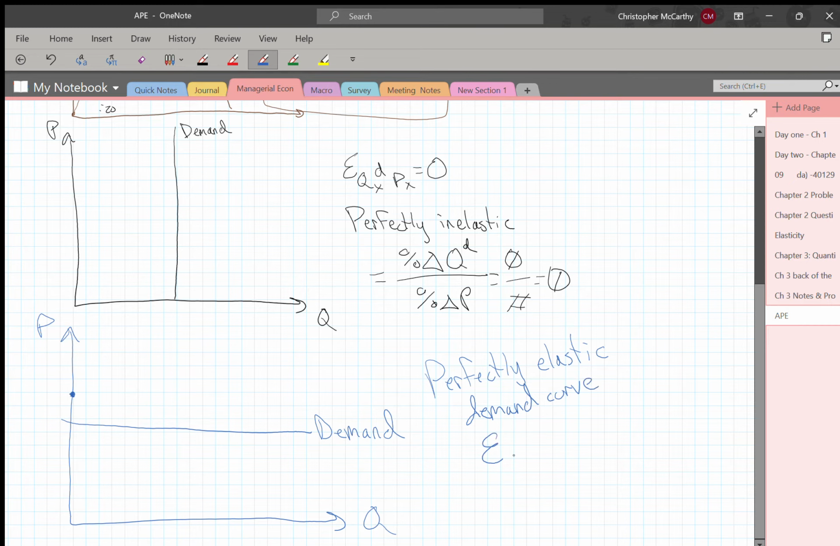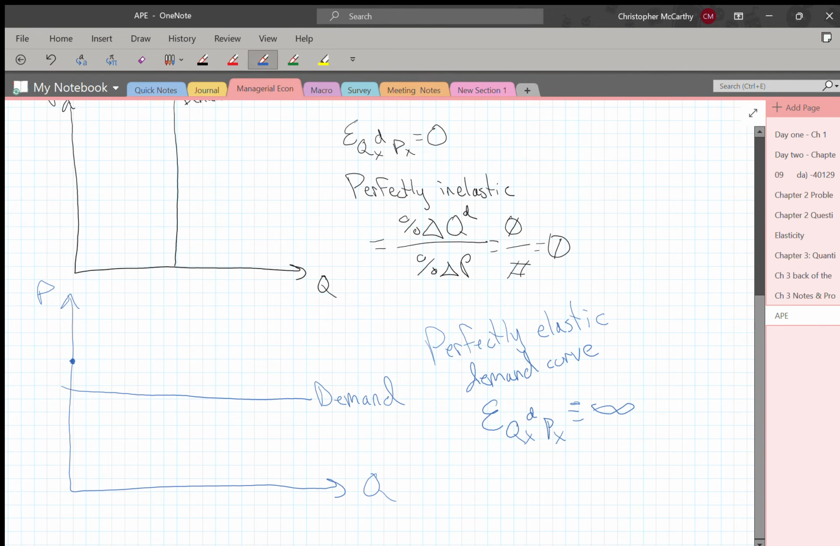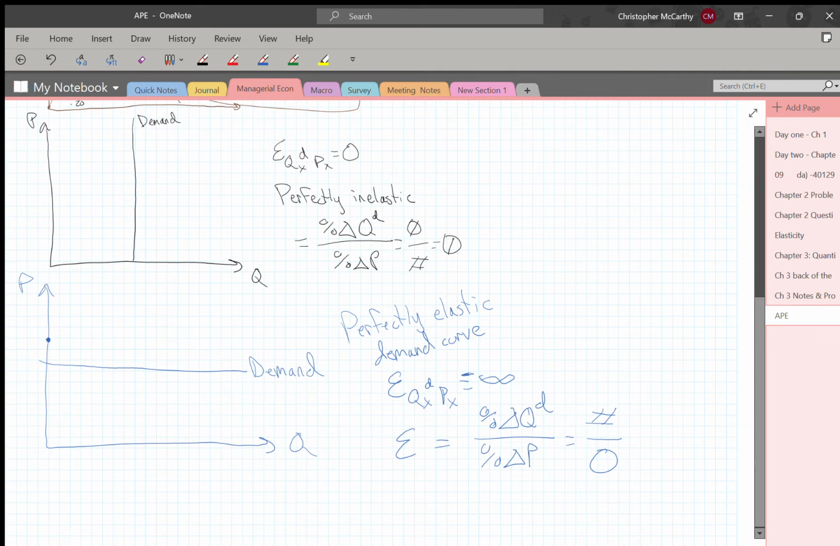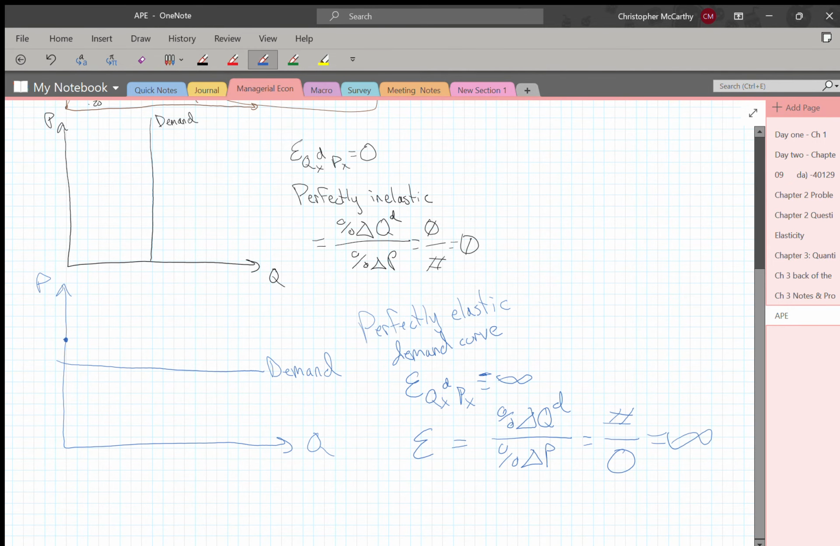And so the elasticity for this one is represented by negative infinity. Why is it infinity? Well, because the formula for elasticity is the percentage change in the quantity demanded over the percentage change in the price, right? The percentage change in the price here is 0. So any number divided by 0 is, by mathematical convention, infinity. So this is essentially saying that all of the demand is going to change when you change the price.